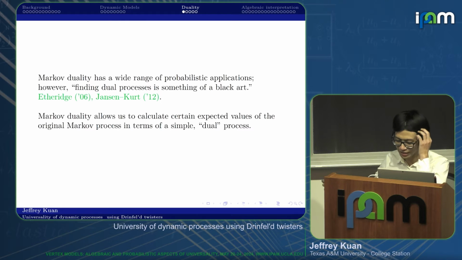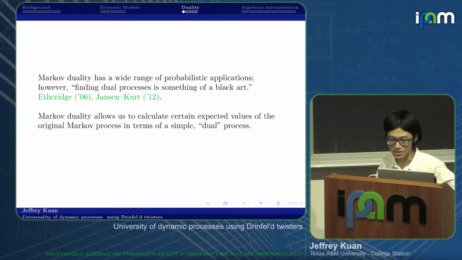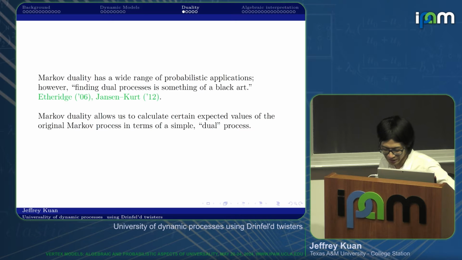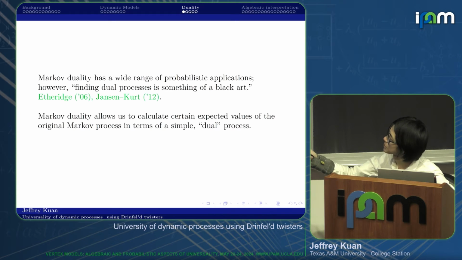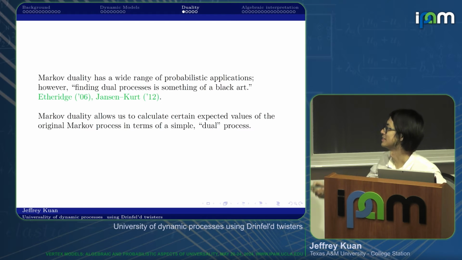All right, so this is about Markov duality. This is something I've been saying for years, so sorry if it's repetitive. I'm saying it again. Duality is, in general, something of a black art. This was said by Etheridge, Jansen, Kurtz, and myself. What it does is it lets you calculate certain observables of the original process in terms of a simpler process called the dual process. They should be simpler, not simple, because you could argue how simple any of these processes are.